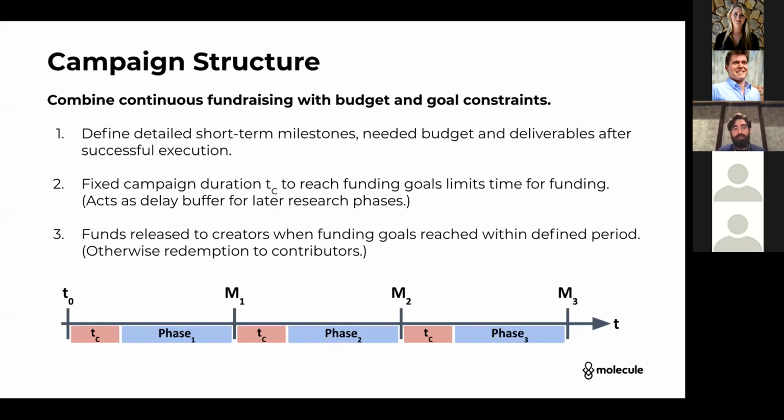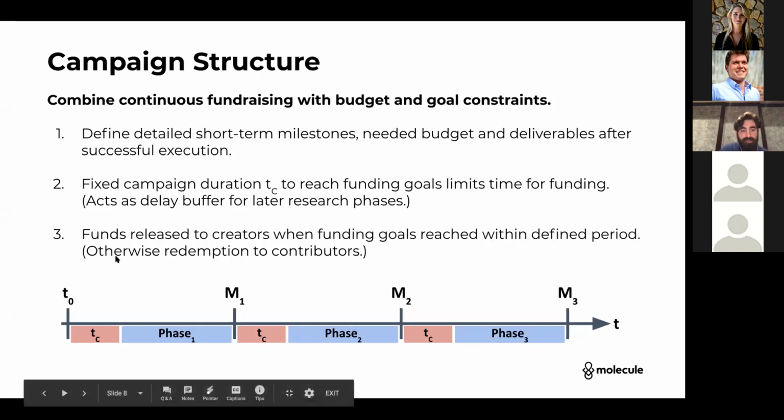So the researcher would ultimately define some detailed short-term milestones, the budget that would be needed, and what deliverables would be expected after successful execution of those experiments. The campaign durations are fixed, and they take place before the actual experimentation. So there's a time limit on how long you have to fundraise, and this also acts as a delay buffer for later research phases. And the funds are released to the creator when funding goals are reached within this defined period. Otherwise, the contributions are returned to the initial contributor.